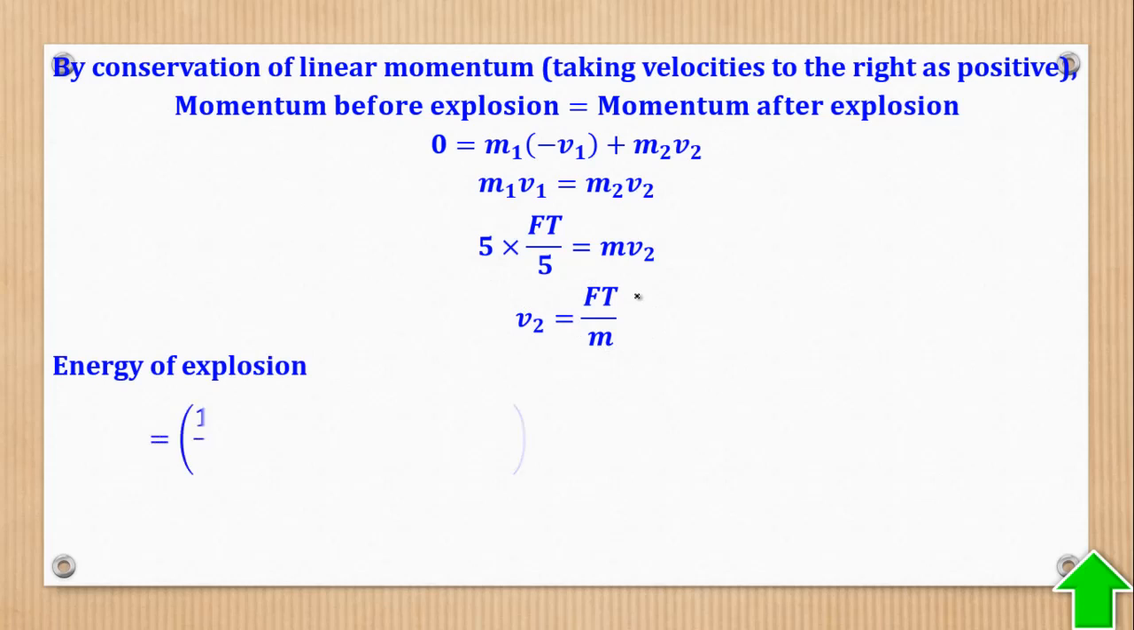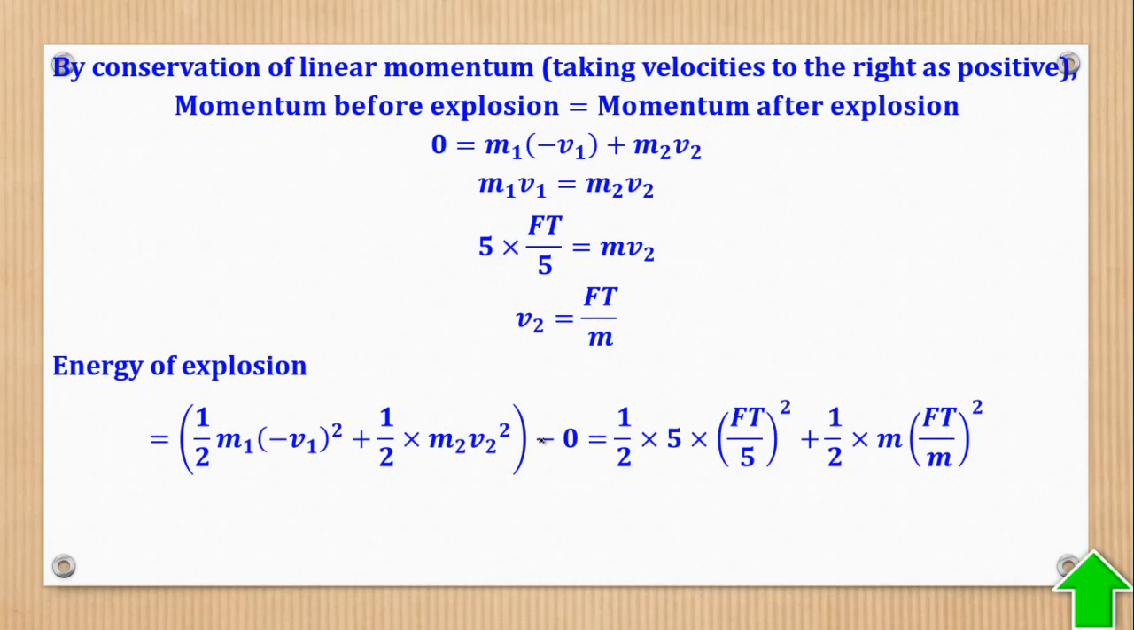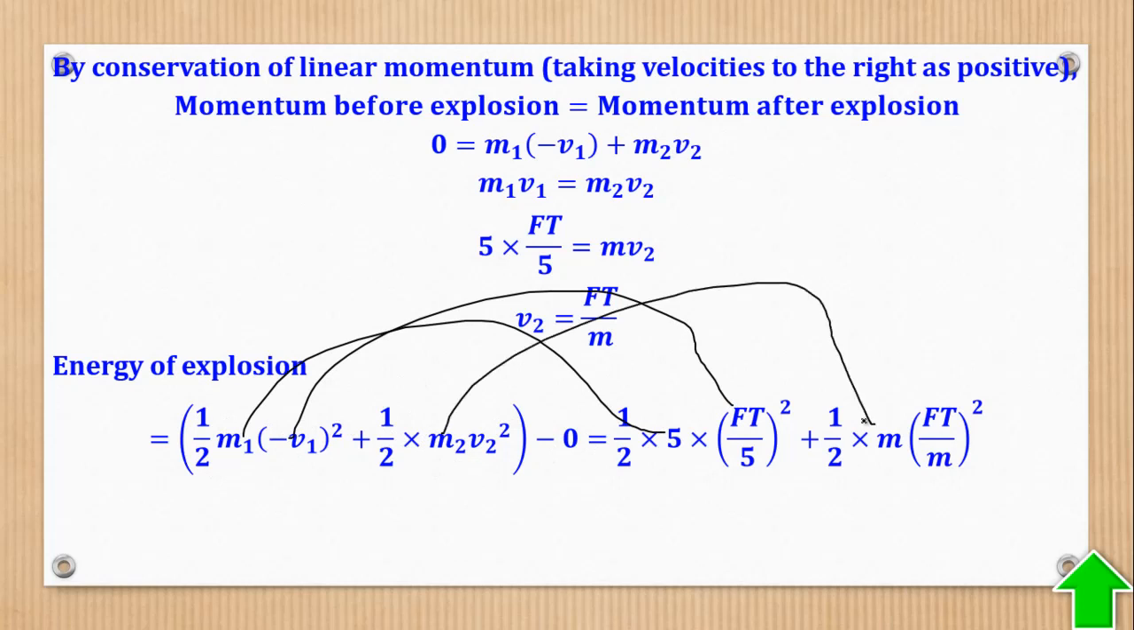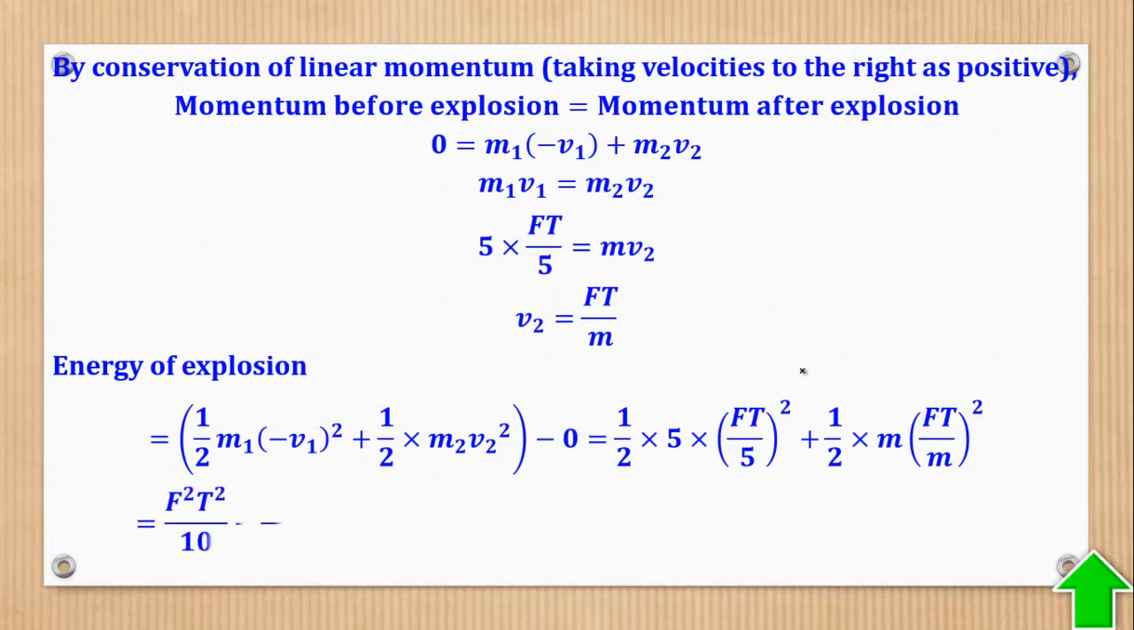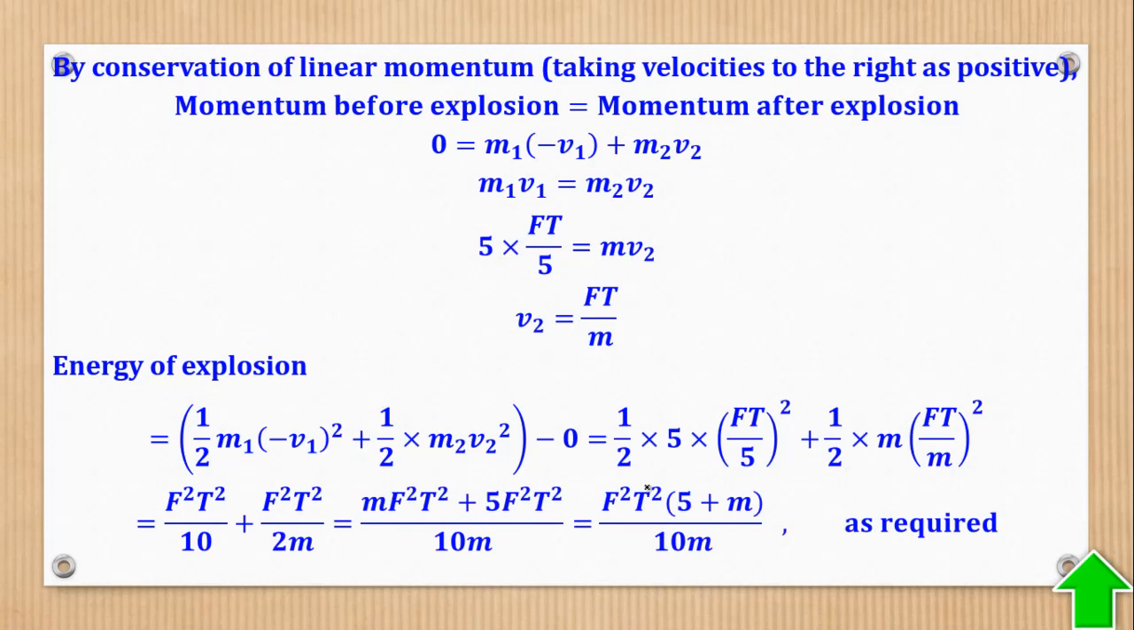Therefore, the energy of the explosion is the total kinetic energy final minus initial, which gives this and that minus 0. So come and substitute. M1 is that, V1 we already saw, M2 is that, V2 we got. So next is to simplify and get the required expression, get the LCM, collect like terms, and this is what they wanted.